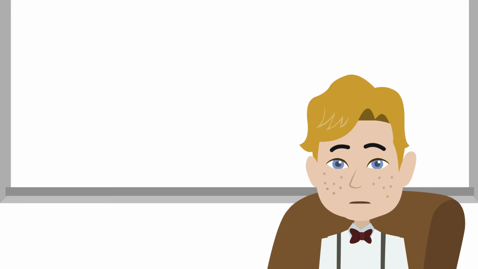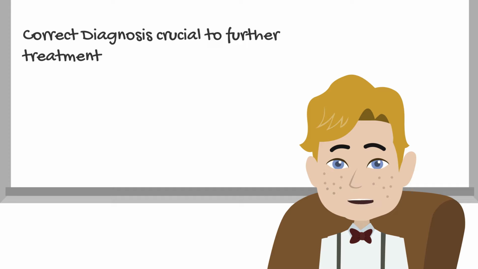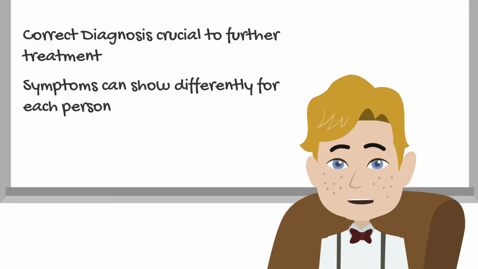There are various different forms in which depression can occur. Each form has different symptoms, and the diagnosis of the correct type of depression is crucial for further treatment. There are various signs for depression, and it's important to keep in mind that every person reacts differently to external and internal factors, and therefore we can never be 100% certain of symptoms or similar signs.